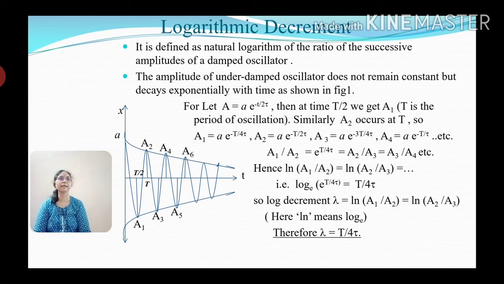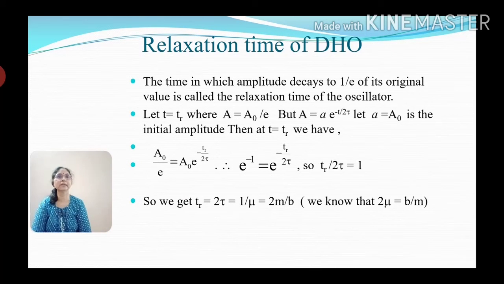And it is the same, A1 upon A2 will be the same as A2 upon A3, the same as A3 upon A4. So, when we find the log of A1 upon A2, we get log of e to the base e raised to T upon 4 tau, which is equal to T upon 4 tau. So, the log decrement we finally calculate, that is lambda. Lambda is the natural log of the ratio of successive amplitudes, and we got it as T upon 4 tau.